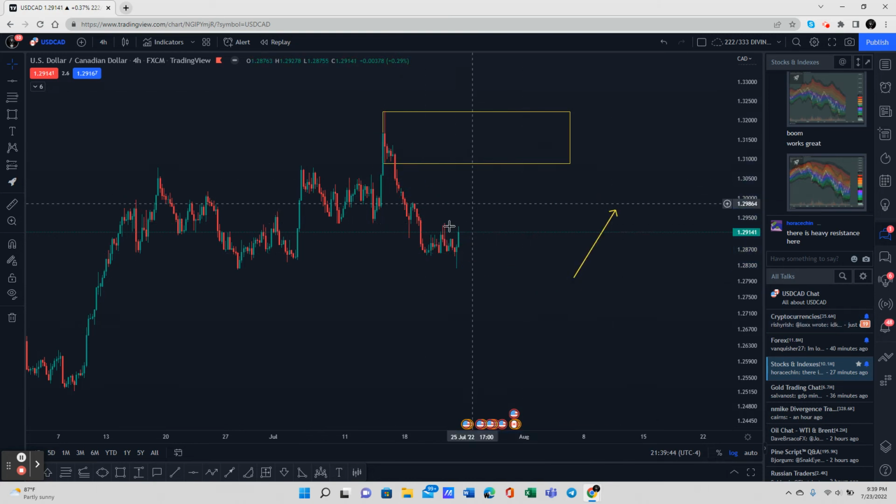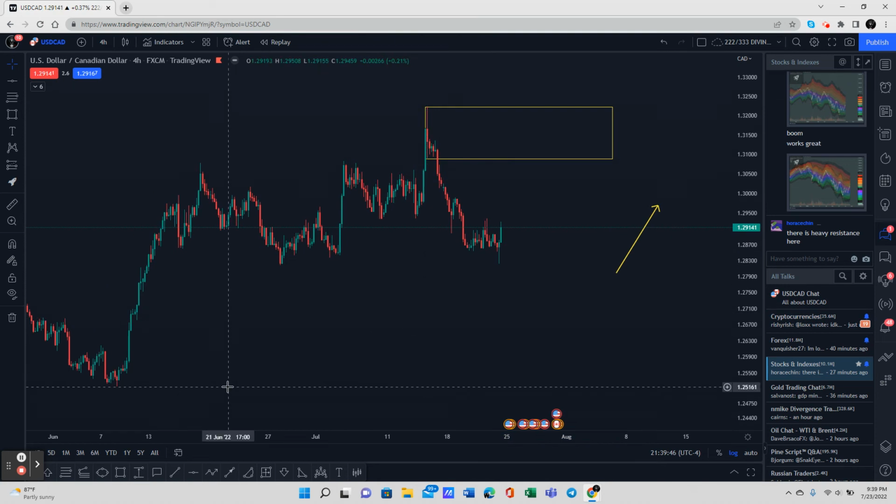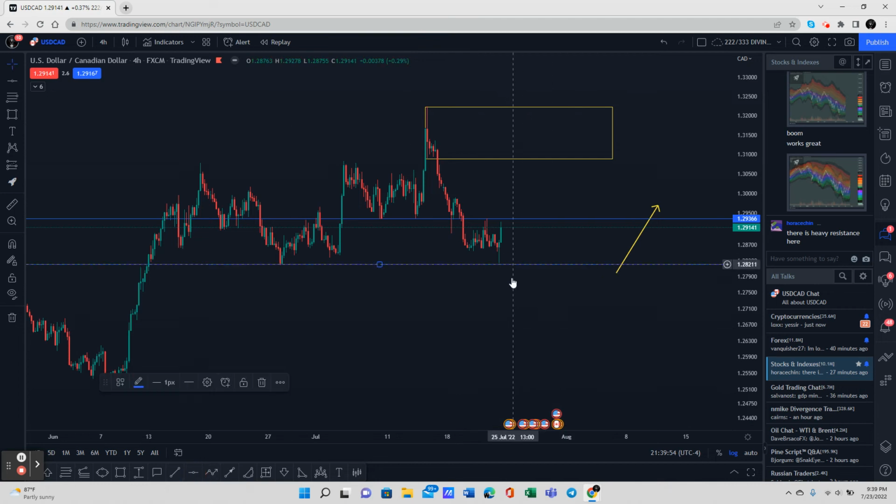Now, what's happening right here? We also have another area that's formed. We have rejection right here, and of course right here as well. Now, if you look to your left, what do you see? You see that this was an area that once was some form of support. It broke, it came back up, retested this support, which is now resistance.